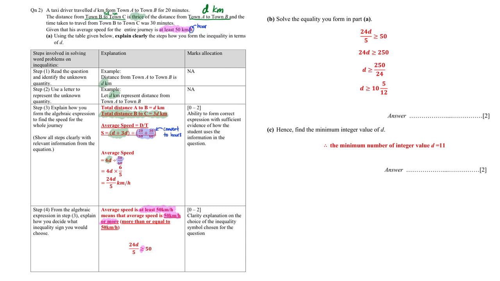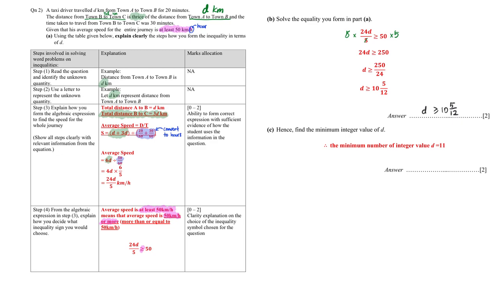for the inequality. Moving on to part B, we are required to solve this inequality. Do take note that we have actually multiplied by 5 on both sides such that 5 and 5 can divide off. 50 times 5 is 250, and after which I'm going to divide by 24 on both sides and finally arrive at this answer. D is bigger than or equals to 10, 5 over 12.